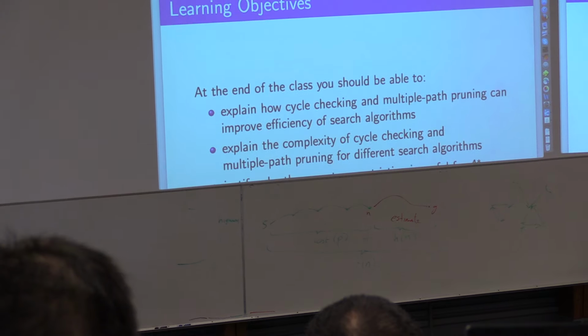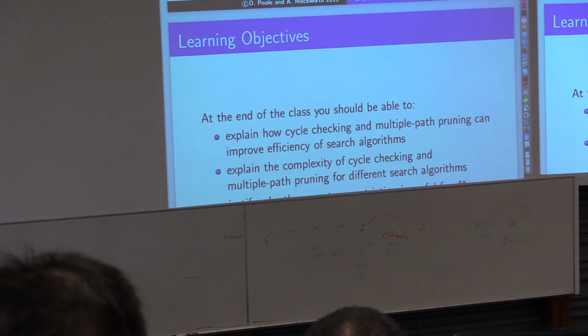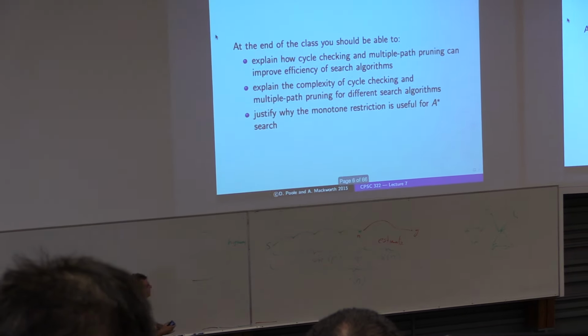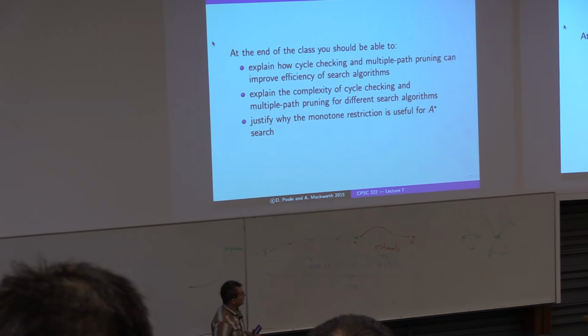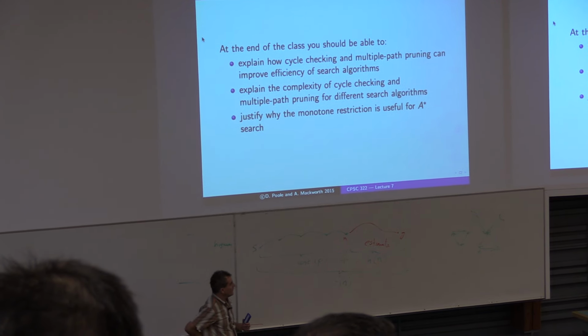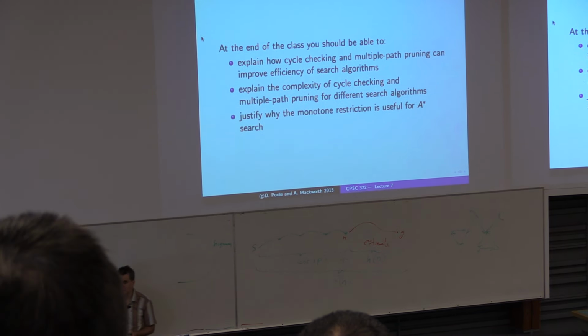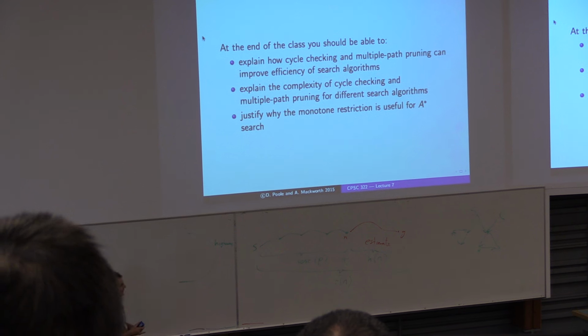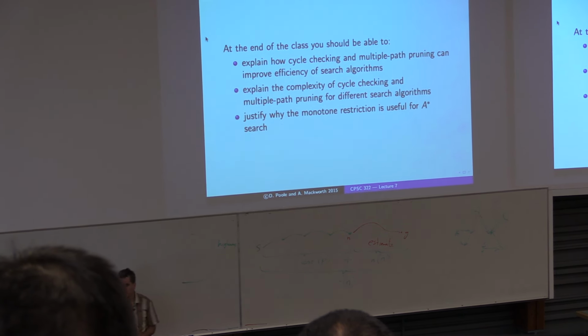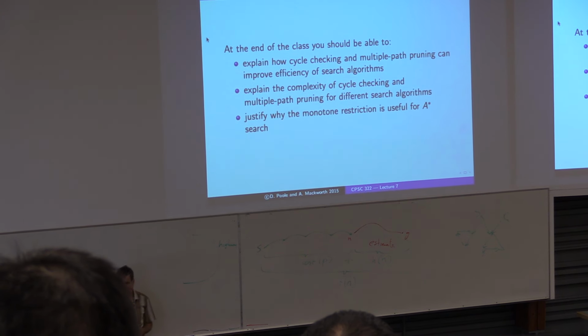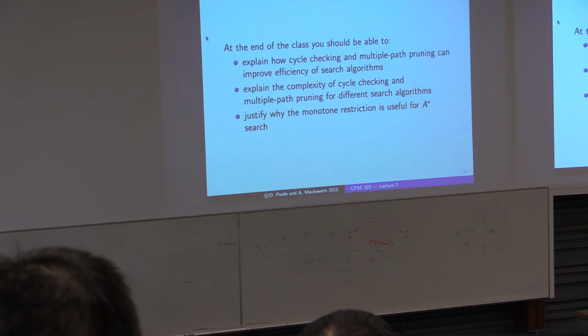All right, so let's look at today's agenda. At the end of the class, we're going to talk mainly today about cycle checking and multiple path pruning. But first, explain the complexity of these things and justify why this monotone restriction is useful in A-star search. So let's try and go through this.